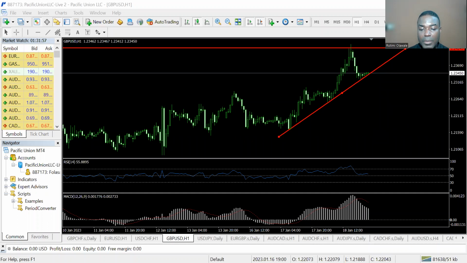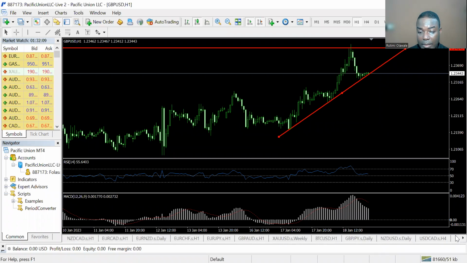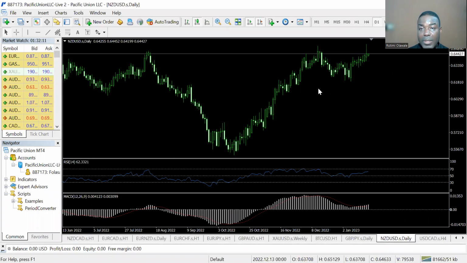All right, so we'll go to the next instrument, and we have the New Zealand USD. This New Zealand USD, just like the other instrument, GBPUSD, hit a resistance level. Yesterday closed at this resistance level and closed with a pin bar also. So we have a potential bearish reversal also on this instrument. Now, this pin bar is even stronger than the other one.